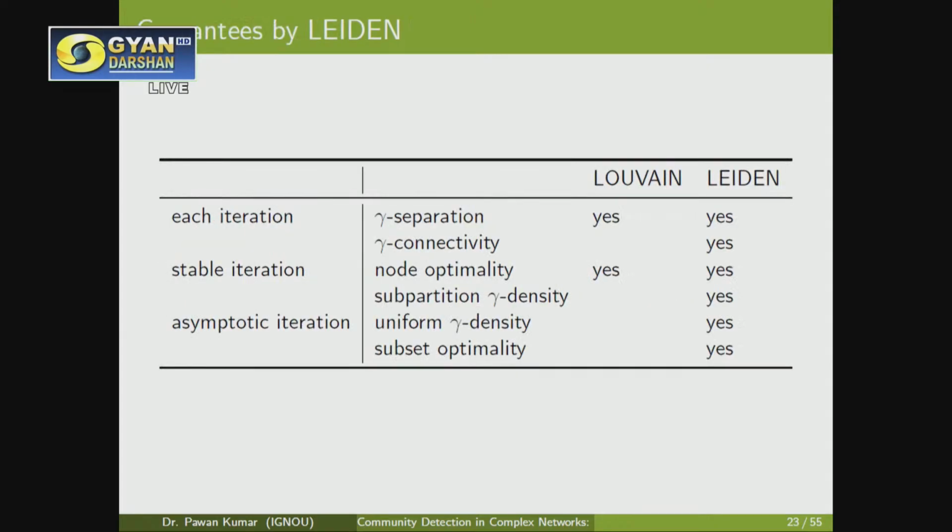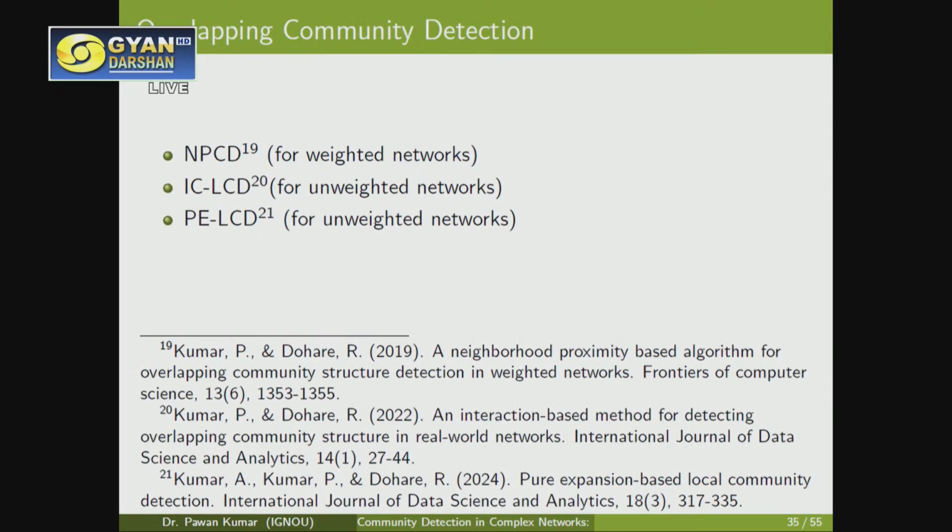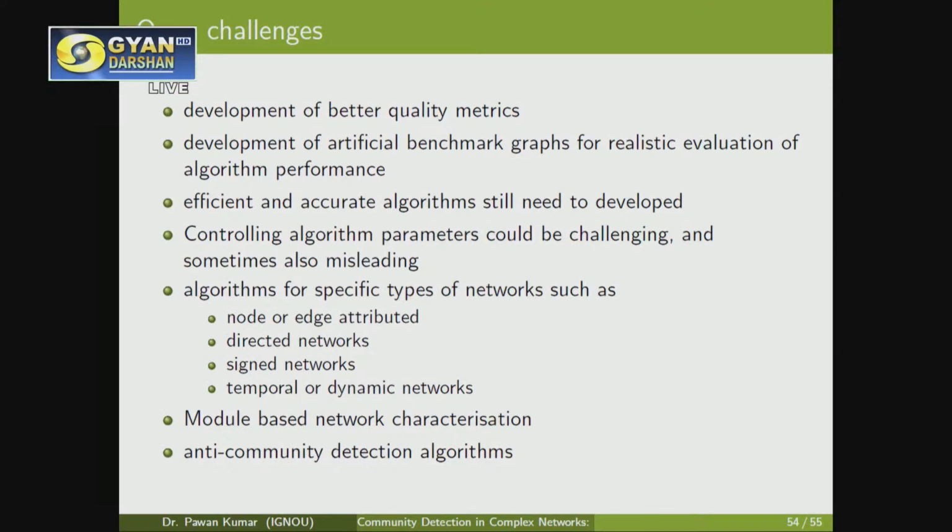Now what are the challenges being faced in this area? Let me come to the current challenges. We have talked about algorithms that can detect communities very fast, but there are issues with them, like their quality is not of that high nature. So we need to develop very fast algorithms. We also need to develop quality measures which are better in terms of assessing algorithms.